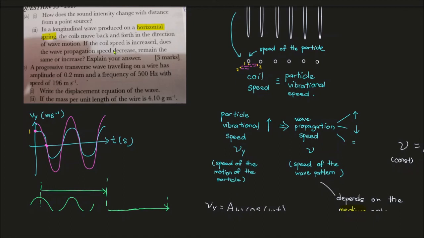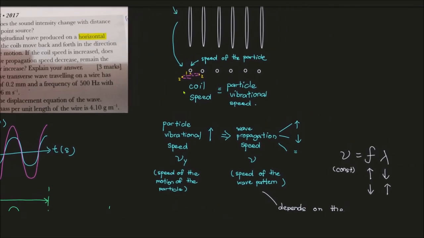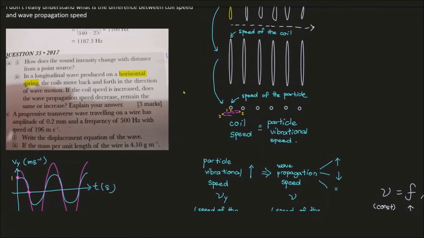You are not changing the spring from steel to plastic spring. You are not stretching the spring to be tighter. You are not doing things to change the medium. What you're doing is just vibrating it faster or vibrating it more vigorously. Those are changing the wave. So in that case, we can see that the wave propagation speed remains the same because there is no change to the medium. Okay, you can say increasing the coil speed. Let me just write it down. I don't have the answer scheme, so this is my personal answer.